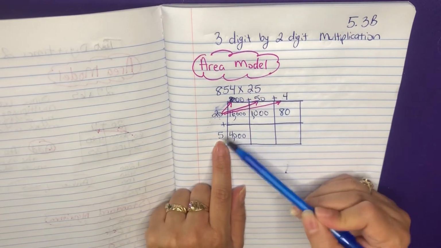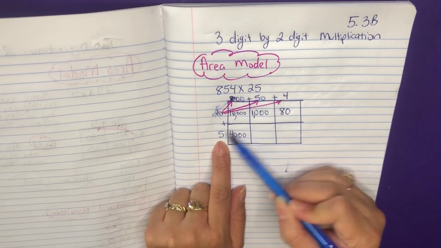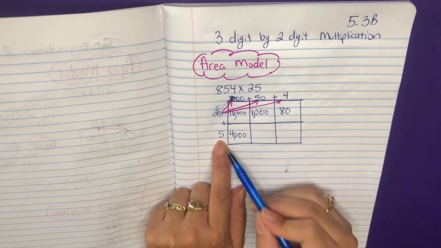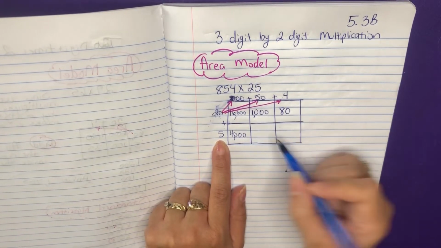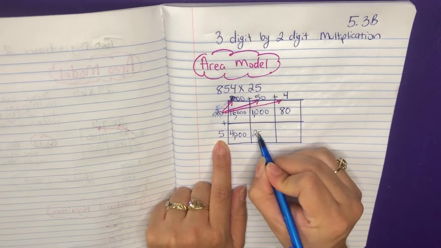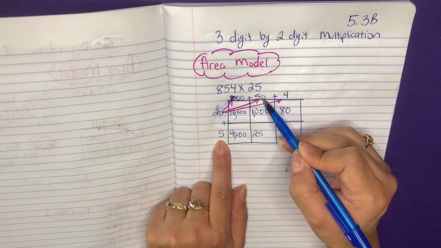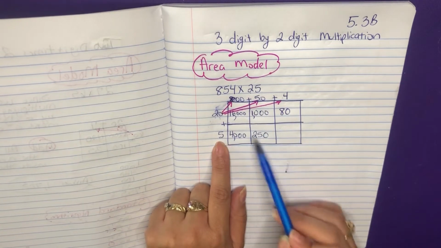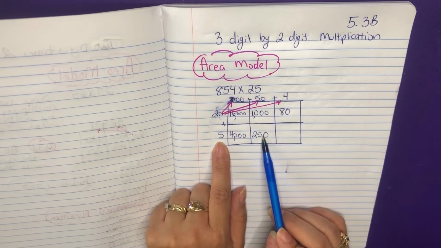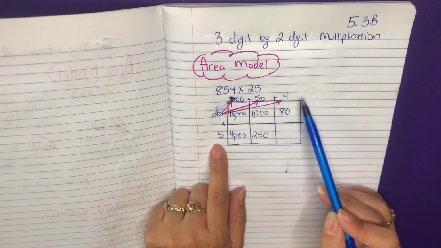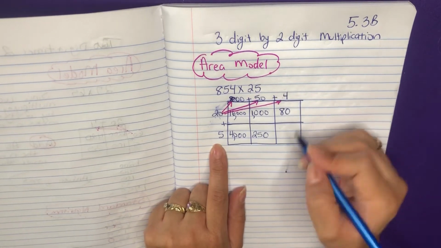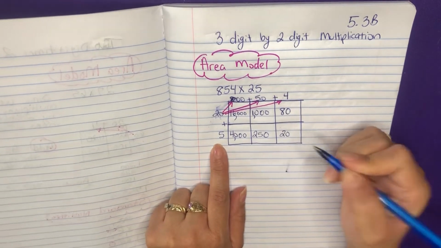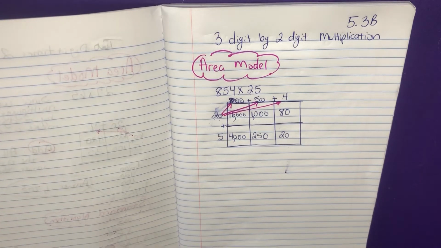Top to bottom or bottom to top. 5 times 50, bottom to top. What's 5 times 5? 25. And then that 1 zero. So 50 times 5 is 250. Now 5 times 4. 5 times 4 is 20. That's correct. Because I know you're awesome. You know your multiplications, right?